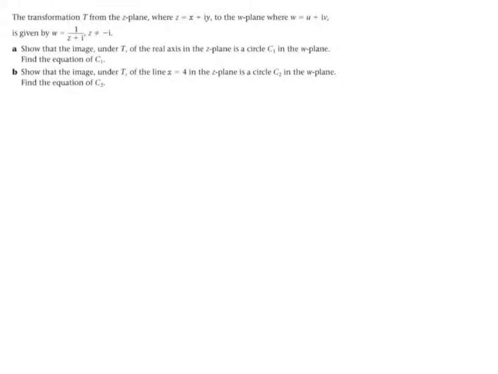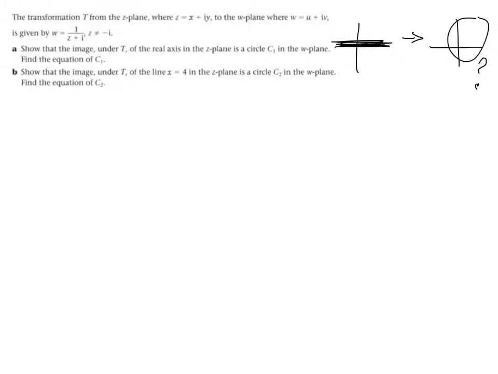In this example, what do we know? We know, because that's the important thing, the image under T of the real axis in the z-plane is going to a circle in the w-plane. Find the equation of the circle. So what do we know? Well, in the z-plane, we know that we're on the real axis, and that is going over to the w-plane, and the w-plane is going to be a circle, but we don't know where it is or how big or anything. So we know about the z-plane.